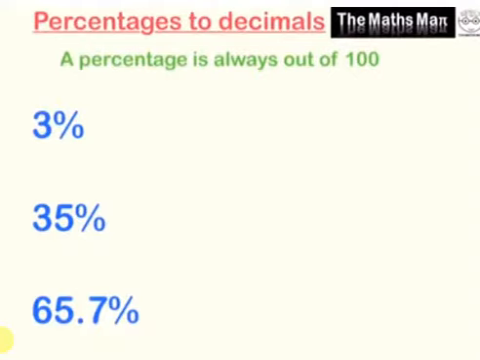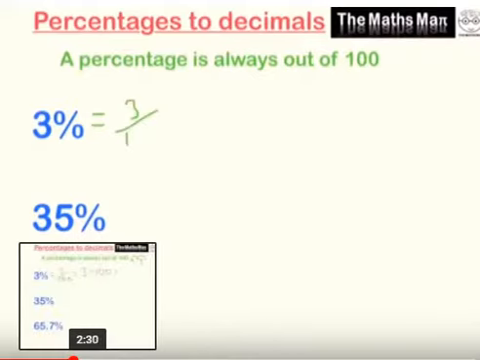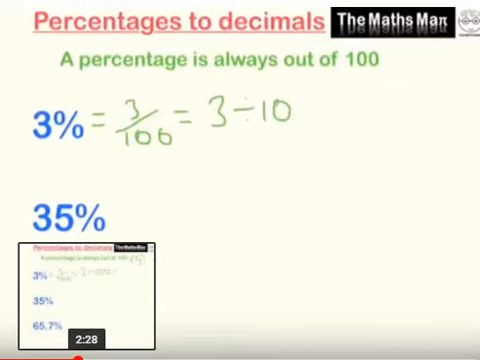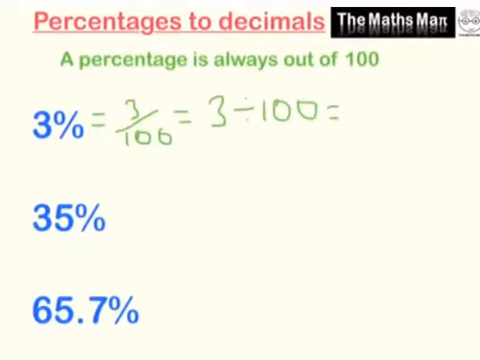Now percentages to decimals. This is the simplest. Just take 3 over 100, and then you take 3 and divide by 100. The decimal point will be moved 2 steps towards the left because the divisor has got 2 zeros. So you're going to have 0.03.